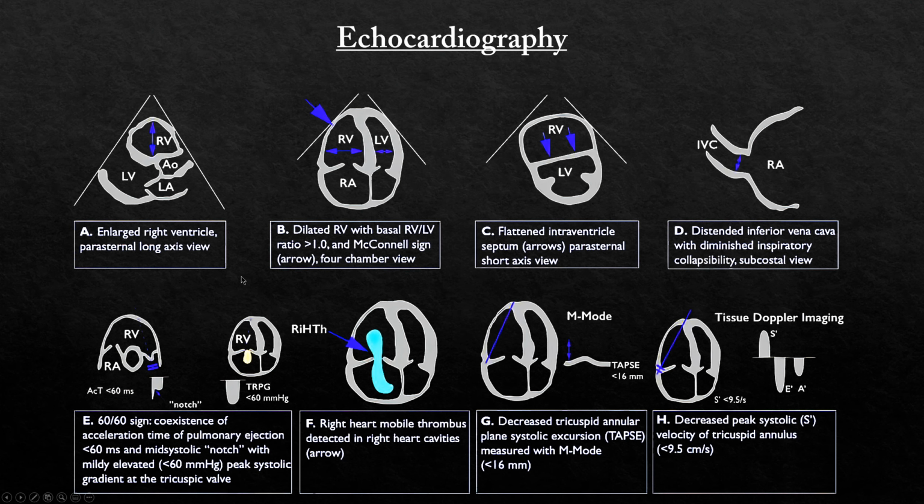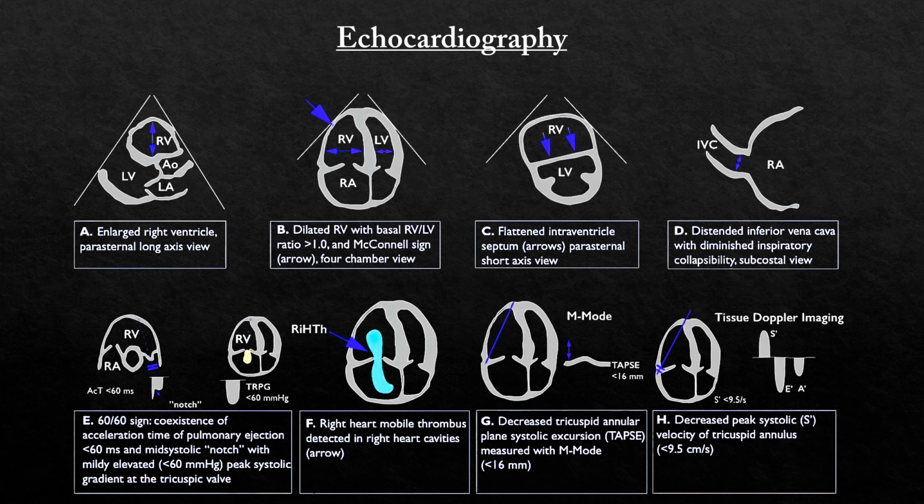Tricuspid regurgitation can be one of the complications of PE, along with increased pulmonary artery pressure. As you can see here, you can see the tricuspid regurgitation with echo. Seeing the thrombus itself in the right chamber is a very bad prognostic sign that this patient is not going to end up well. The risk of death is very high.